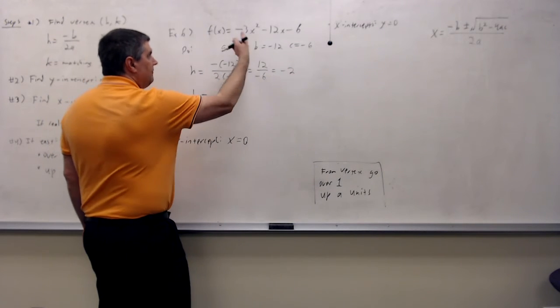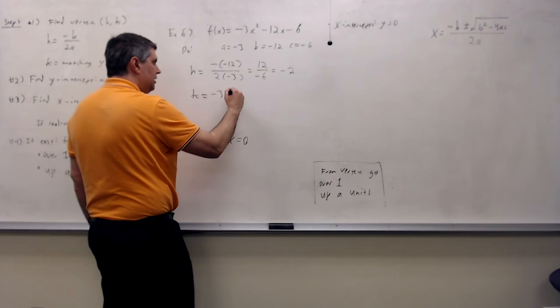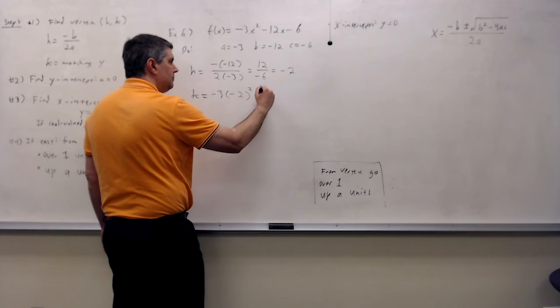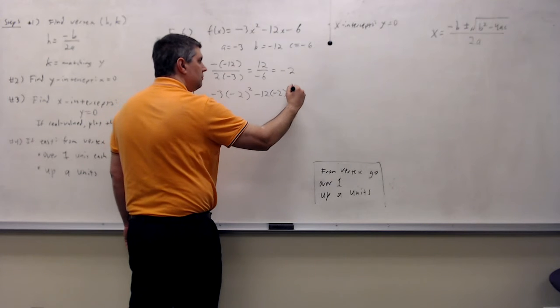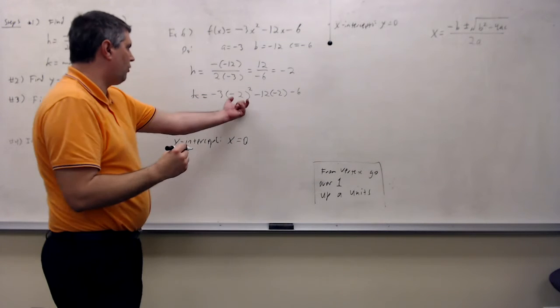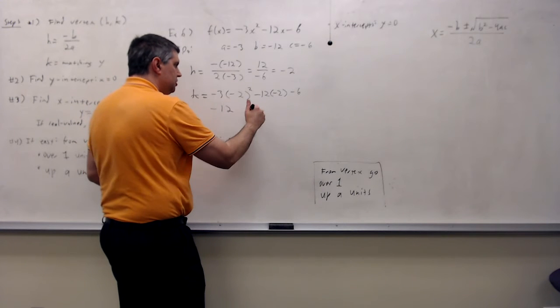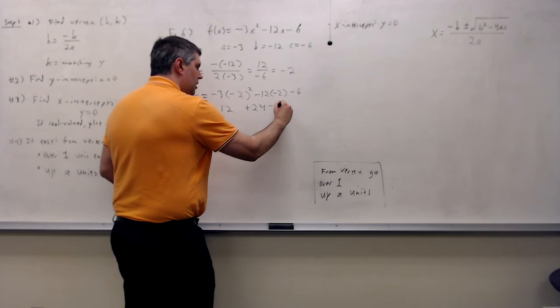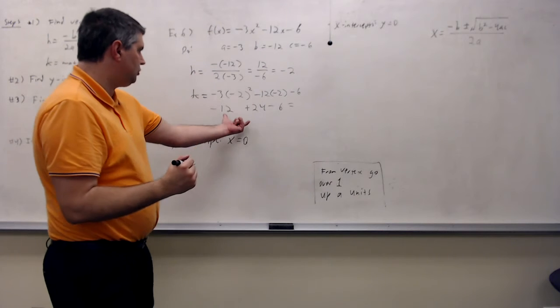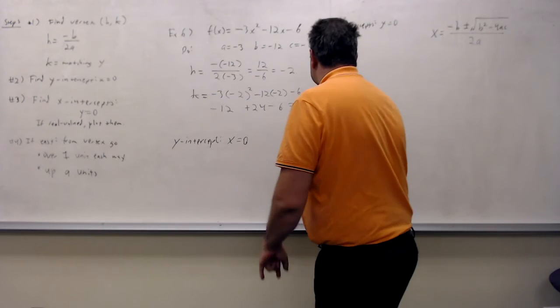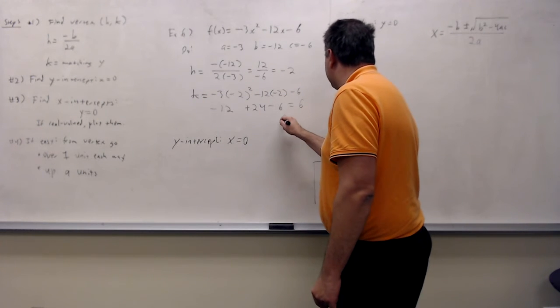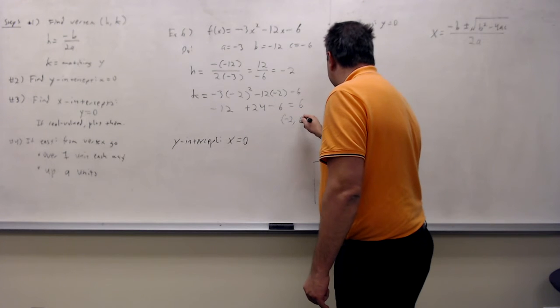And I'll plug negative 2 into that to get the matching k. So this gives, that's 4 times negative 3 is minus 12, plus 24, minus 6. 12 minus 6 is 6. So I have negative 2, 6.